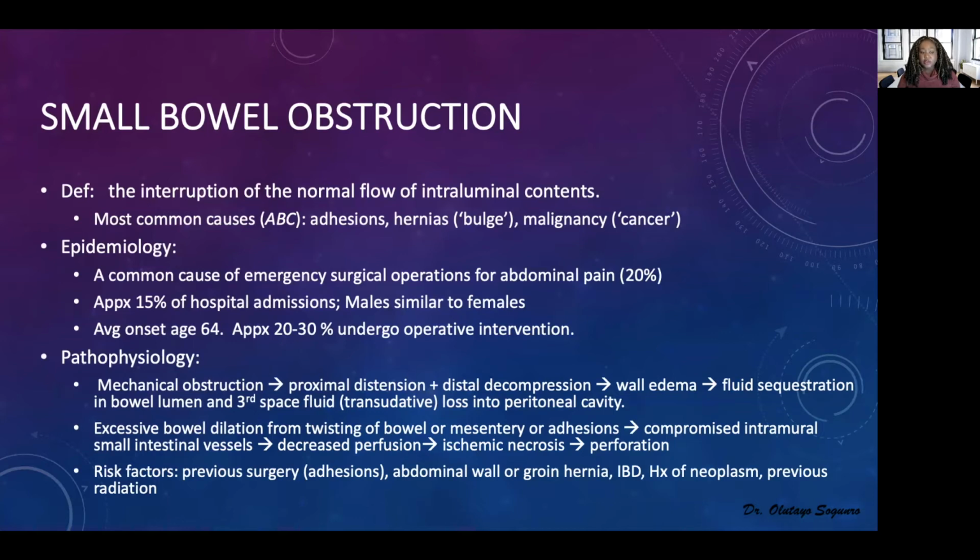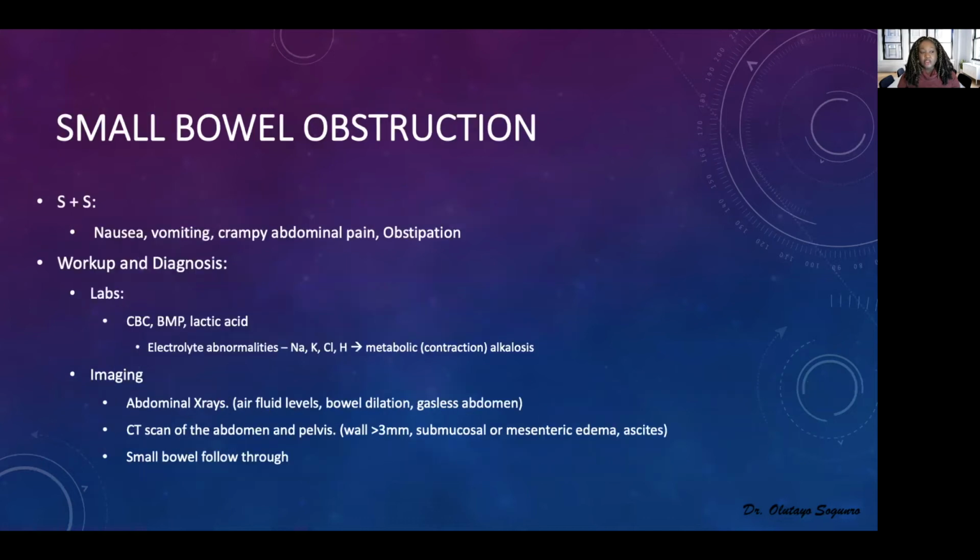Risk factors include previous surgery, which can cause adhesions, abdominal wall or groin hernias, inflammatory bowel disease, a history of neoplasm or current neoplasm, or previous radiation. Small bowel obstructions present with signs and symptoms of nausea, vomiting, crampy abdominal pain, and obstipation.